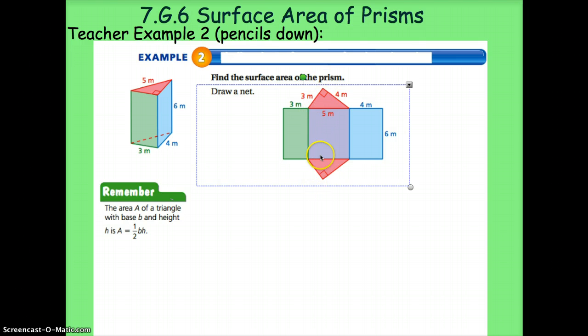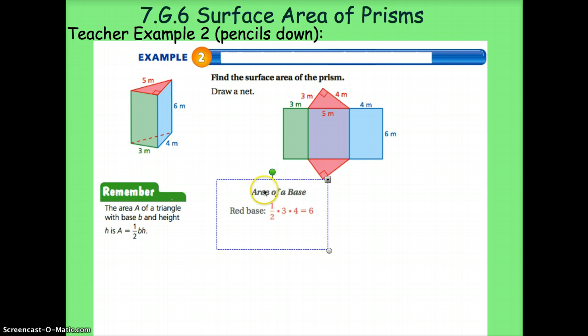My bases are in red, and notice each of my faces are a different color because they're all different sizes. We have 3 by 6 here, 5 by 6, and 4 by 6. So all of those rectangles are different. So I'm going to find the area of the base, which, notice in this example, the book did not set up using the formula. I do, however, always want you to use the formula just like we did in example 2. So 1/2 times 3 times 4.